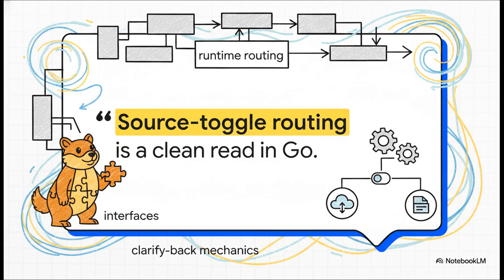By the way, that Go version we mentioned earlier natively implements this exact same runtime routing and clarify back mechanics. Because of how Go handles interfaces, this source toggle routing logic is just a really clean read in Go's type system. Again, definitely check the description for that link.